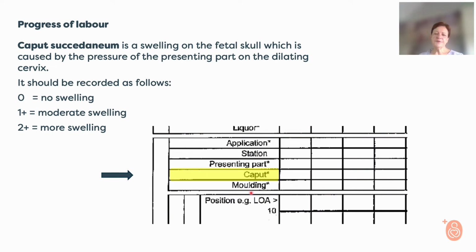Then briefly about the caput and the molding, we have already said that they might influence our measurements of descent. It also gives us an indication of the progress of labor. We've said that in prolonged labor, the caput might become quite big. We might also get the formation of quite big caputs in the case where patients start bearing down early before the cervix is fully dilated. We can get quite a swelling of the fetal head because of the pressure on the cervix, as we've said. And we record that as 0 when there's no swelling, 1 plus when there's moderate swelling, 2 pluses when there's more swelling, 3 pluses when there's extreme caput formation.